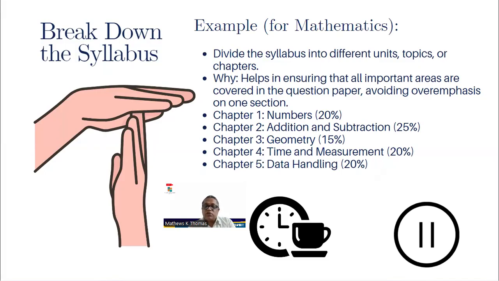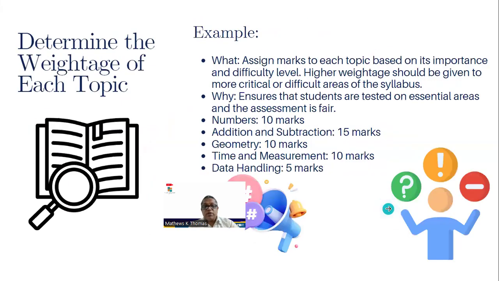You see this, it's not equally divided at 20-20. So I have taken, say, numbers 20%, addition and subtraction, I've given more weightage, 25%, geometry 15, time and measurement 20, data handling. So the first thing is that you need to divide the whole syllabus and decide which chapter will have how much percentage of the questions. Then we'll determine the weightage of the chapters.